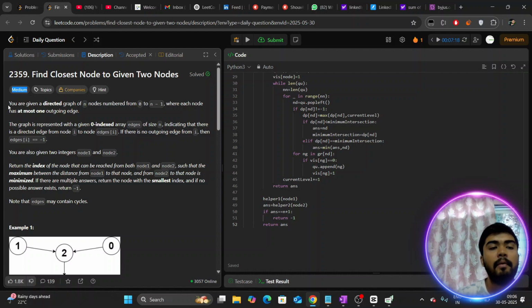In this problem statement, they have given a directed graph. The point to note is that it is a directed graph, not an undirected graph. They have given a directed graph of n nodes numbered from 0 to n minus 1, where each node has at most one outgoing edge. So for a particular node, the out degree, or the outgoing edge for that node, is only one.